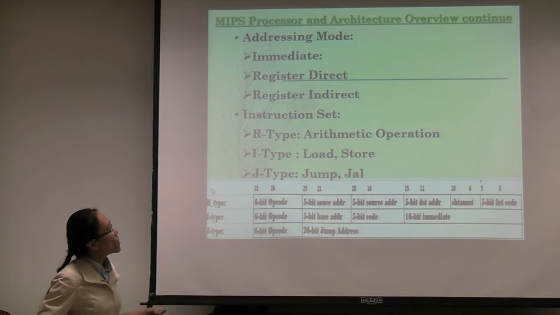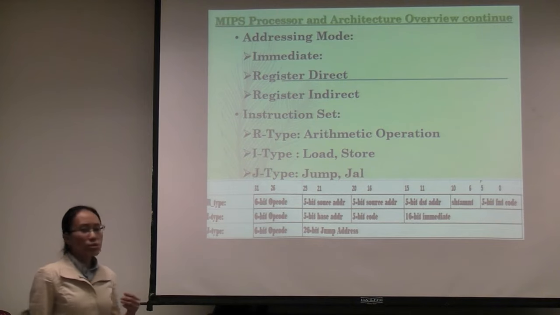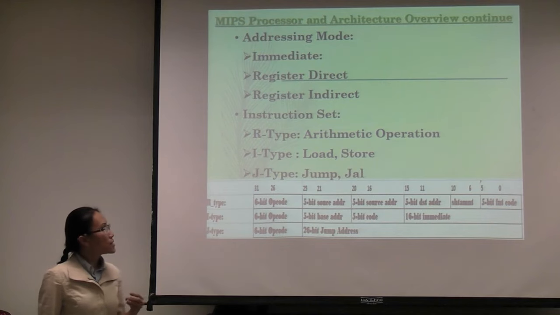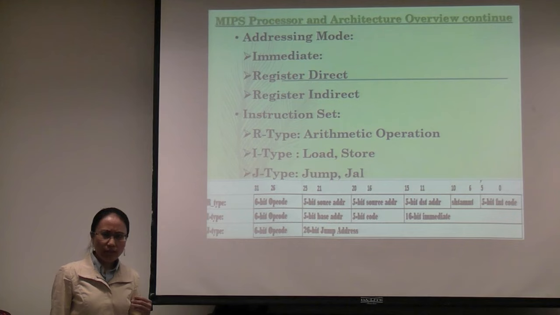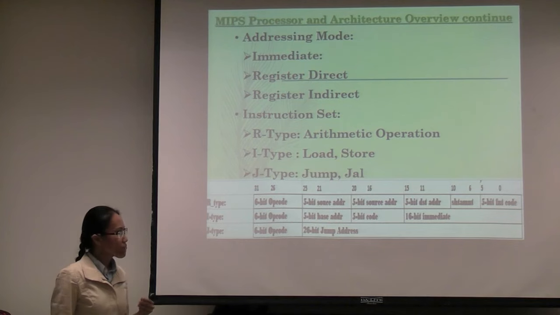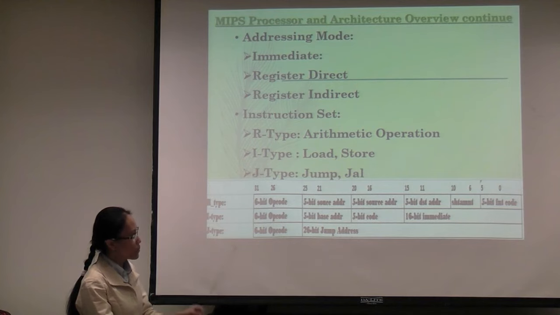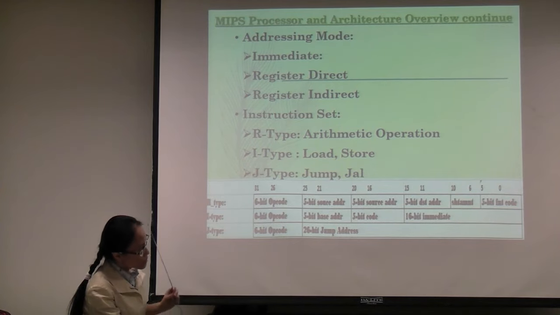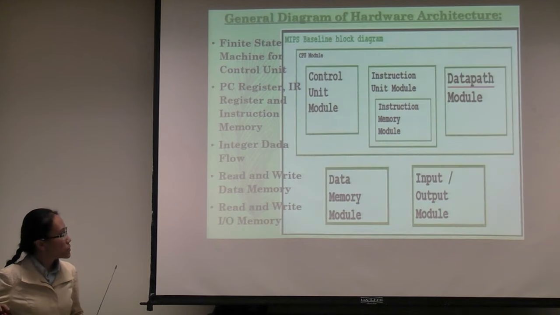There are 3 addressing modes, which are immediate, register direct, and register indirect. There are 3 types of instruction sets, which are the R type, I type, and J type. The instruction set type is very structural. It has a 6-bit opcode, 5-bit, 5-bit, and another 5-bit field. The last 5 bits are the function code.